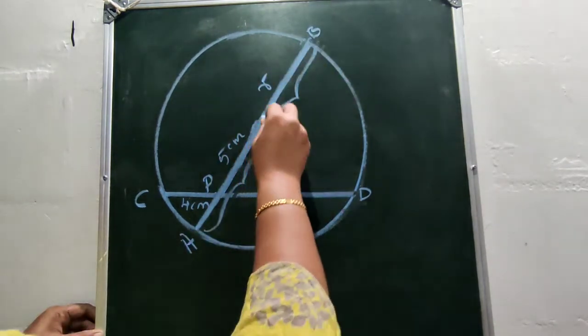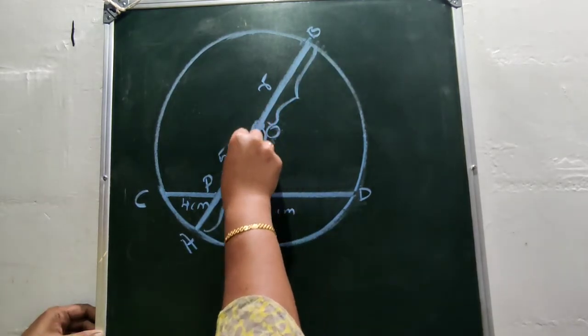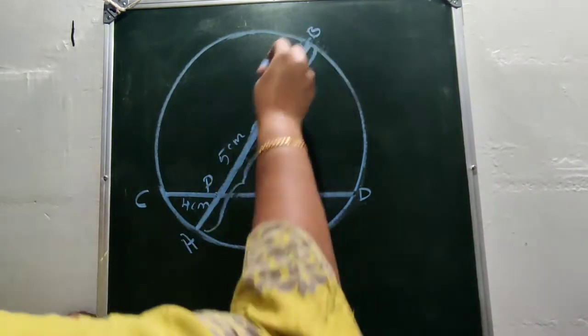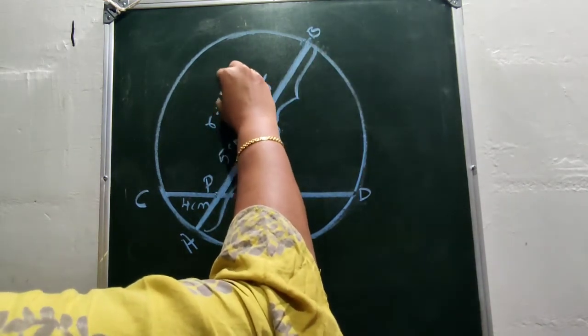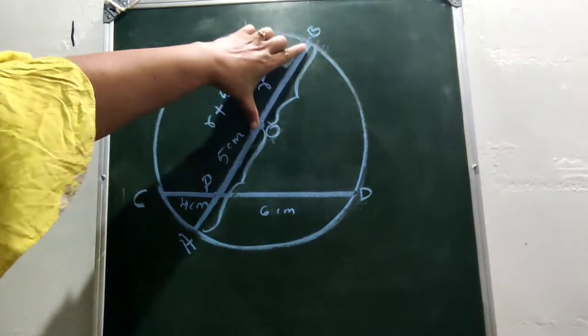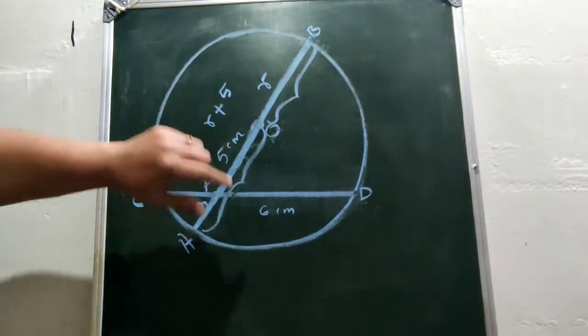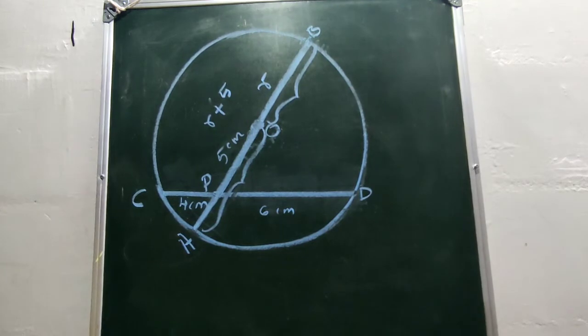This PB, this much is R and this is 5 centimeter. Then what is this length PB? That length PB is R plus 5. Right? This is R and this is 5. So the total length is R plus 5.